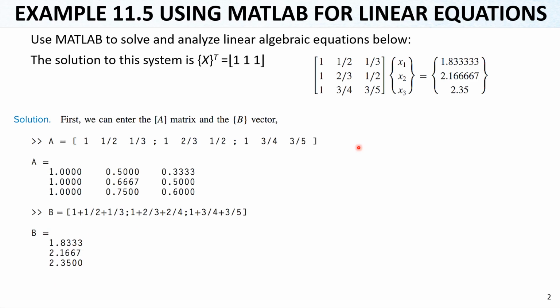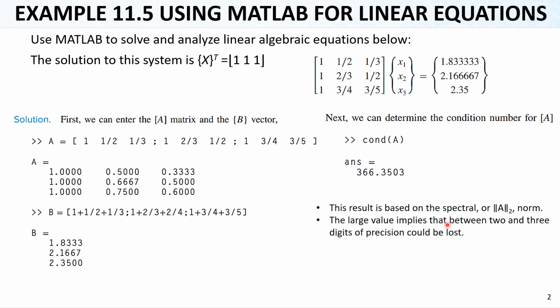After writing these, we can solve it, but before solving we can check the condition. By cond(A), you can see the condition number is 366. This is very large. A large value means between 2 and 3 digits of precision could be lost. This can be a problem, a large condition number, but still we will check whether it is solved or not. This result is based on the spectral, or 2, norm. We mentioned this already before. You can check the relevant topics for this.